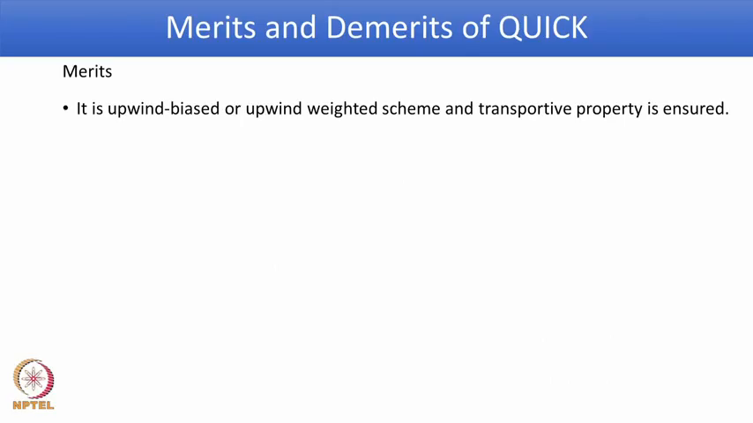Now, though the QUICK scheme appears good in terms of the direction of the flow and accuracy, combining the merits of central differencing scheme as well as upwind differencing scheme, let us look specifically at the merits and demerits of QUICK scheme. It is an upwind biased or upwind weighted scheme.